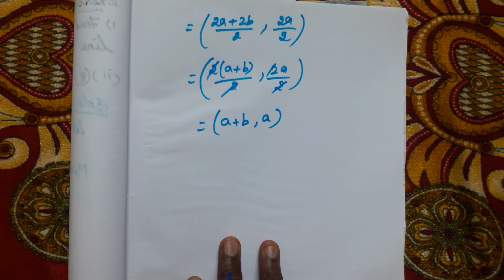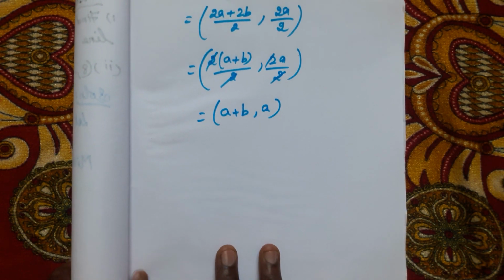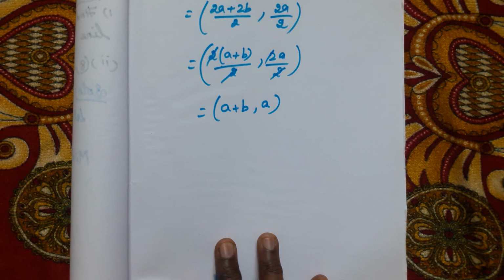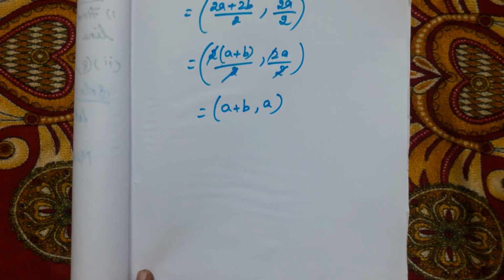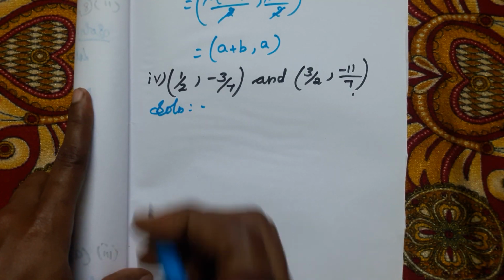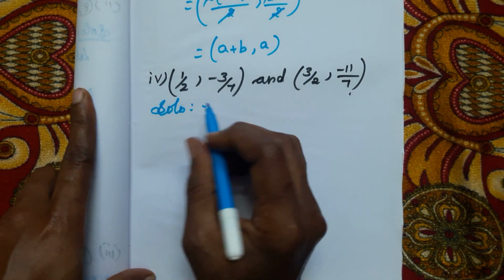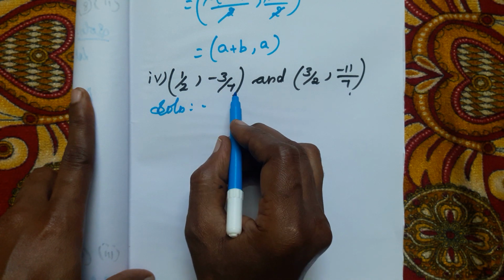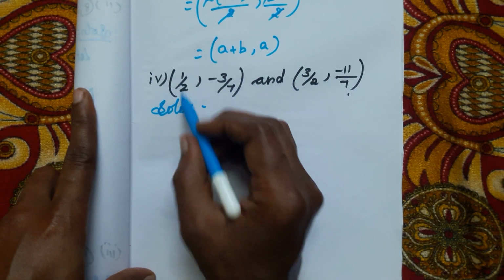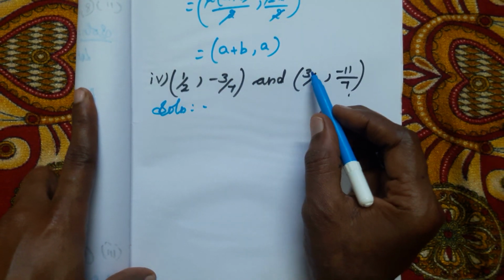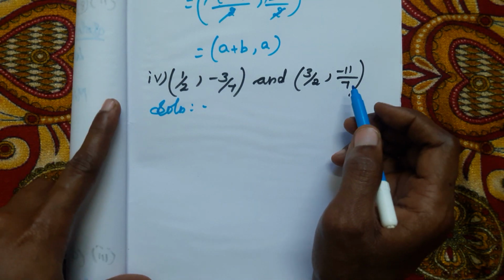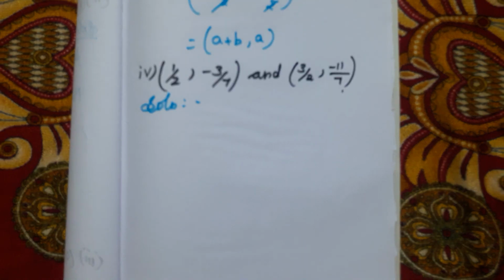Then next, the fourth problem. The same subdivision, same as the first problem: find the midpoint of the line segment. I am going to explain the fourth problem. Listen here. The points are 1 by 2 comma minus 3 by 7 and 3 by 2 comma minus 11 by 7. We want to find out the midpoint.